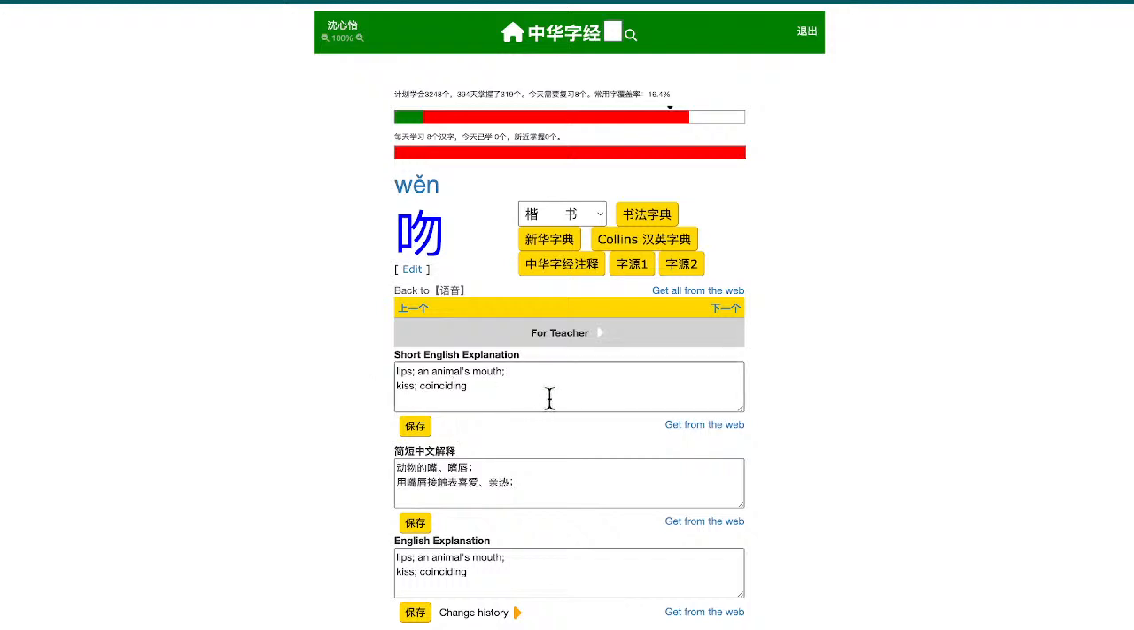So this is 嘲 and 招. Next one, 吻. 吻 means kiss. Now because when two people kiss, the lips have to fit very nicely together, this character also means coincide, fit tightly, perfectly. And also this character as a noun just refers to lips, wet lips, or refers to animals' mouths, basically, mouth.